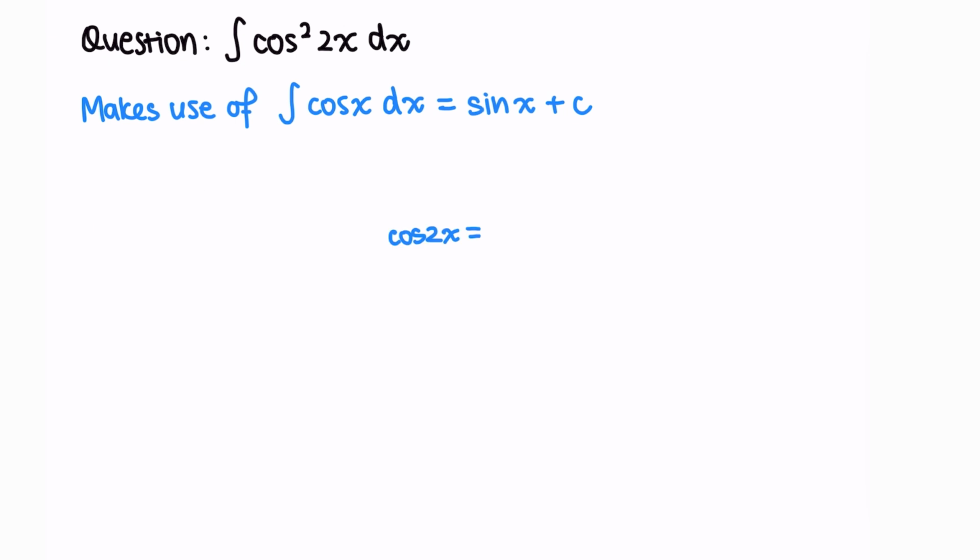Now what I want you to do is use the double angle identity for cosine. This is your original cosine 2x formula, but let's say I make it cosine 4x.